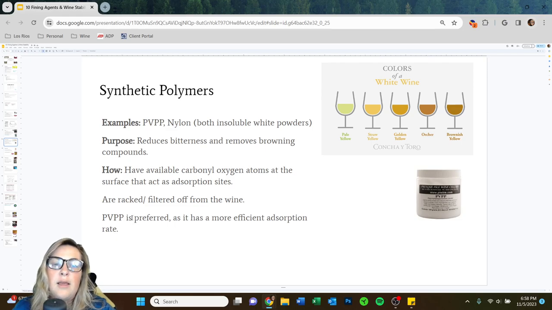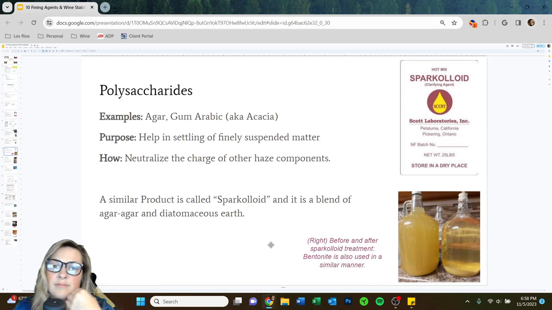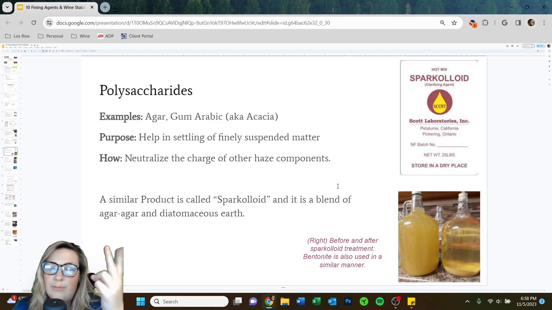PVPP is definitely preferred, has a much more efficient adsorption rate, just as we saw in that chart. It's very reactive, so it'll definitely get the job done. It's a mess, though, because it's a very fine powder. Then we have polysaccharides. As we see here, this looks a lot like what bentonite does to juice, right? We start with something really hazy, and then we get a clear product. Well, there's two types of instabilities in juice and wine: a protein instability and a polysaccharide instability.